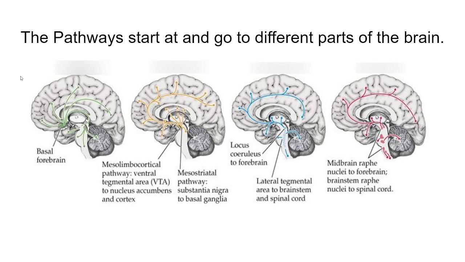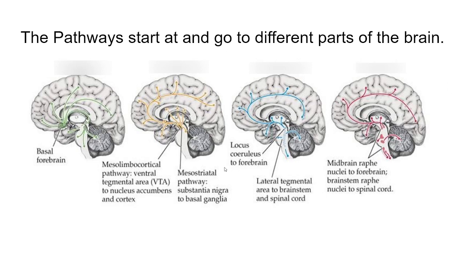The pathways all start at the same place and they go to different parts of the brain. This is a very important first thing to remember about this. And this really threw me off at first because I felt like they're all going to the same parts of the brain, as you can clearly see in these pictures.